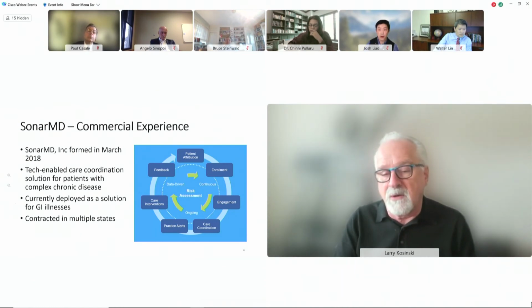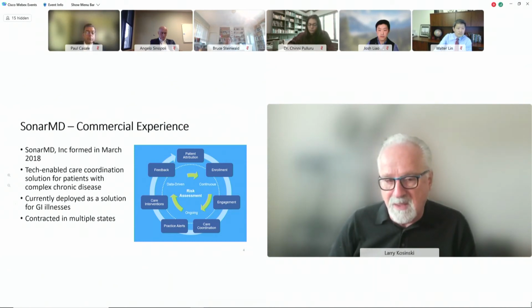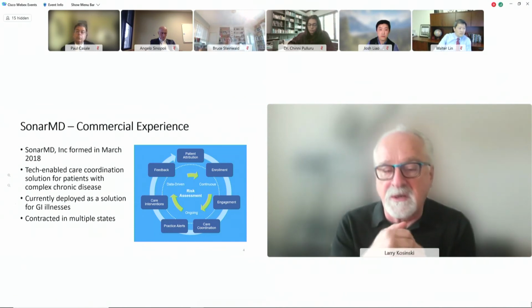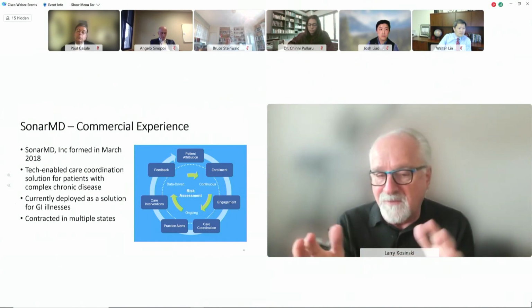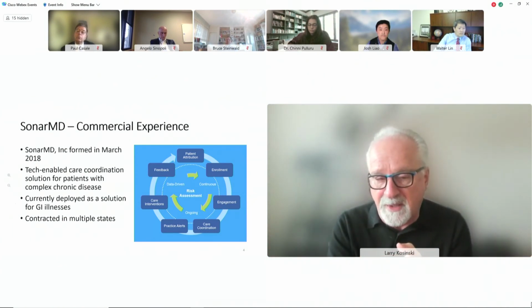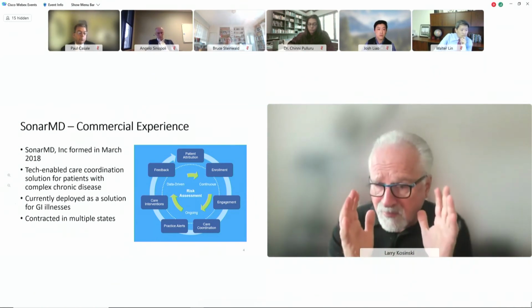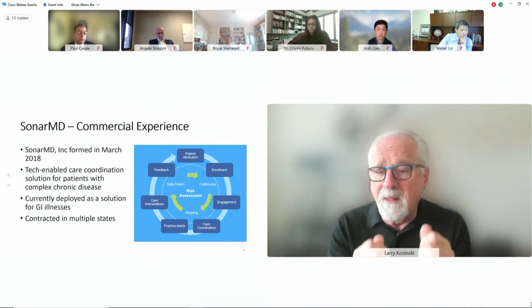We are a tech-enabled care coordination solution for patients with symptomatic complex chronic diseases. We're currently deployed as a solution for multiple GI illnesses, but only GI, and are contracted in multiple states. The way our solution works is shown in the clinical wheel on the right. We receive an attributed population of patients from a health plan, patients who have inflammatory bowel disease and now several other diseases. The disease-specific cost, as I said, of IBD is 2/3 of total cost of care. So a specialist's work is very important here.